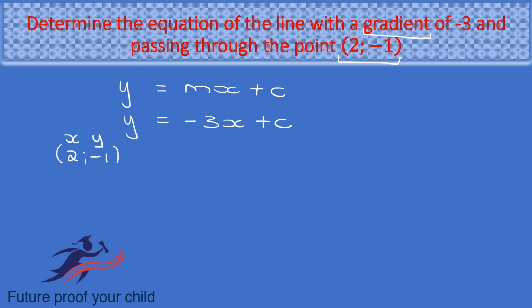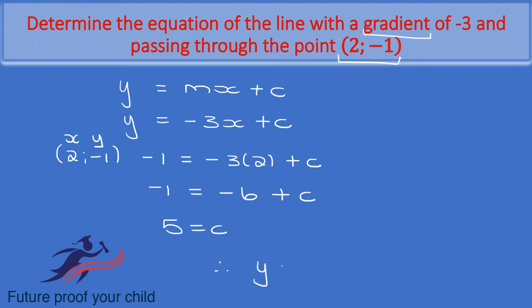So I'm going to substitute -1 equals -3 times 2 plus c. So -1 equals -6 plus c. To isolate the c, I say -1 plus 6 is 5 equals c. Therefore, y equals -3x plus 5.